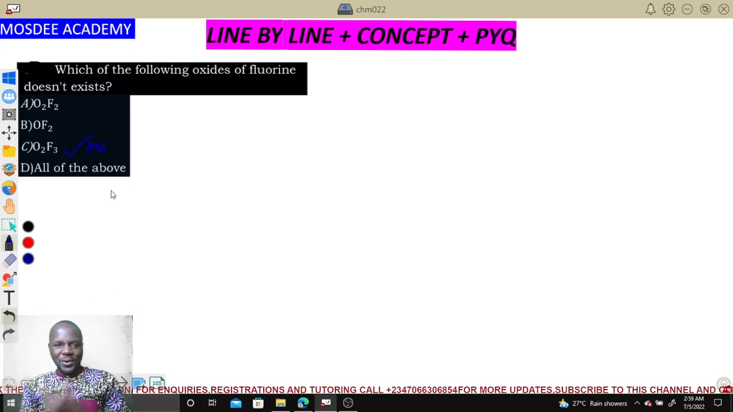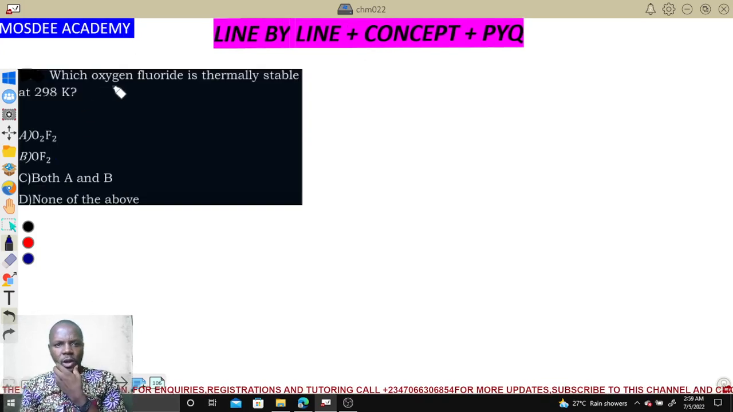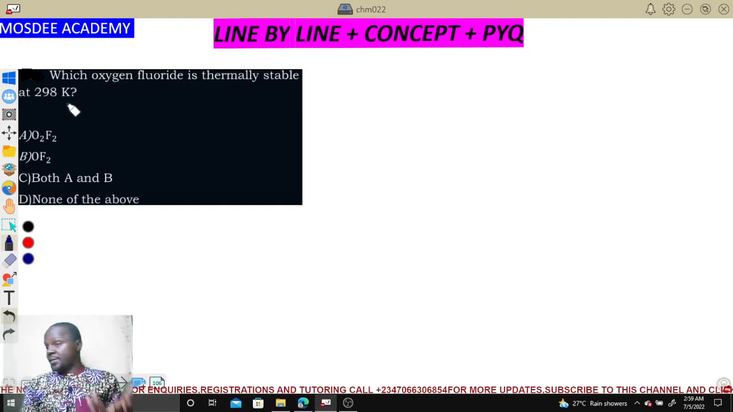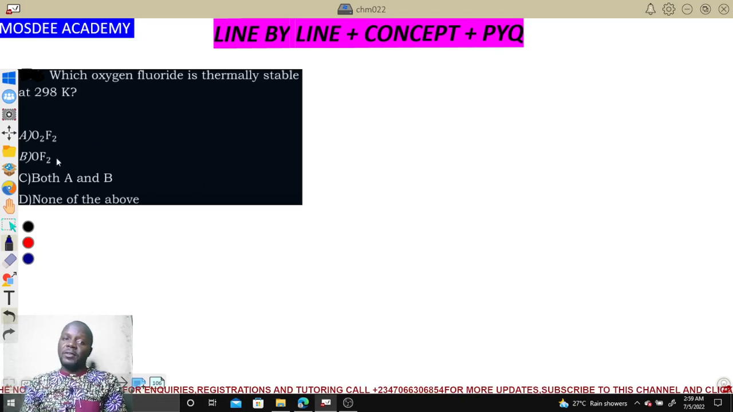The next question is, which of the following fluorides is thermally stable at 298? I told you just now, at 298 Kelvin, this is stable. This is stable at 298, and this is not stable at 298. Please keep that in mind.